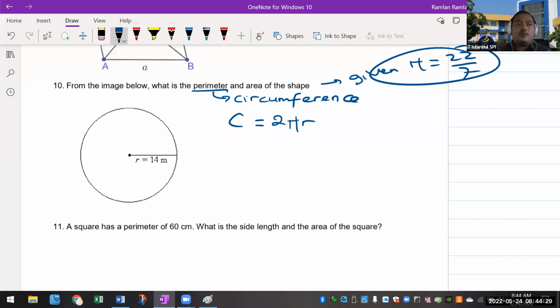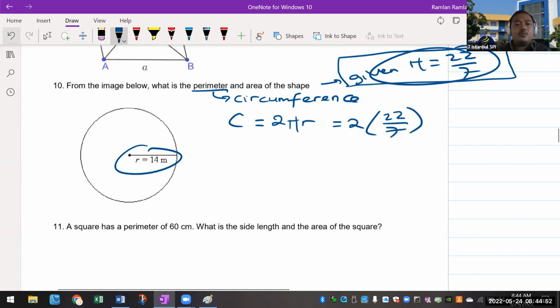Then use this value to substitute the pi, okay? So if I'm given that pi is 22 over 7, for example, from this question, I wrote this as a guidance for you to substitute the pi. So that would be equal to 2 multiplied by 22 over 7. Remember that you use brackets, you guys. And then the r in here, from the question, we know that the radius is 14.